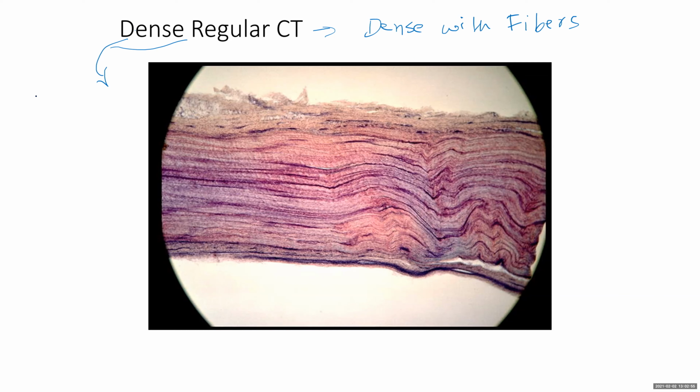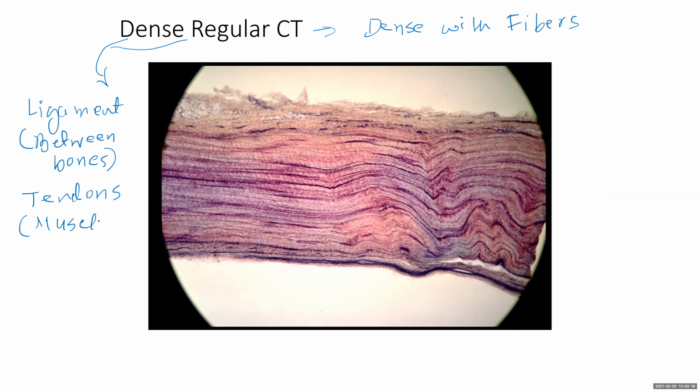Okay. So ligament, tendon, that's where you see dense regular connective tissue. Ligaments are between bones. Two bones are connected via ligament. Tendons, which are between muscle and bone.